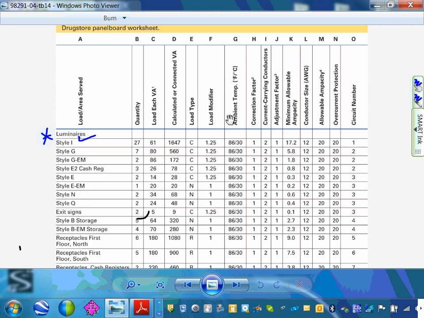So here's 27 of them multiplied by 61. That will get you the total. Can I have a thumbs up, Chad? We know how this works? Yep. 27 fixtures, each one of them is 61, multiplied by each other gets you 1647.